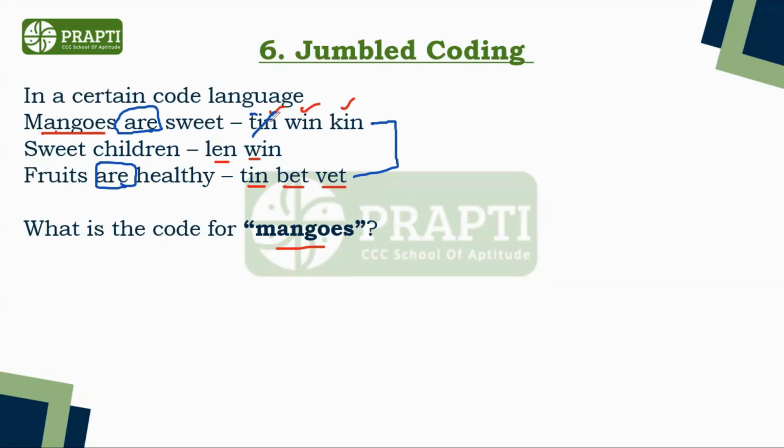See, R is present in the first and last statement, and the common word here is tin. So tin is for R. We'll eliminate it. And then sweet is present in the first and second statement. Compare the first and second statement. Win is common here, so we'll eliminate it. So remaining, what is there? Mango. So what is the answer for mangoes? Mango represents kin. So this will be the answer.